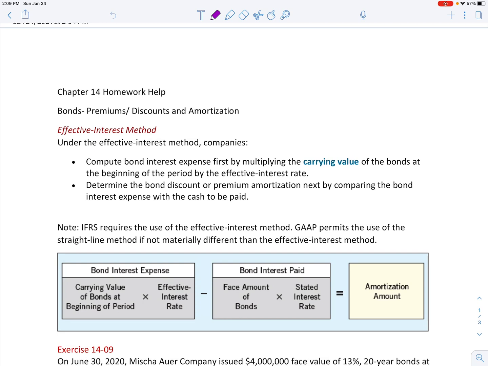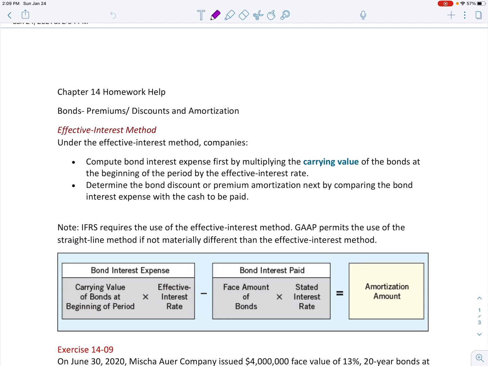Most companies do use this effective interest method because GAAP does say that we should be using this one unless that straight line doesn't vary. But you'll see throughout this chapter that that straight line method and this effective interest method do create a big difference in your interest expense. So let's go through this.